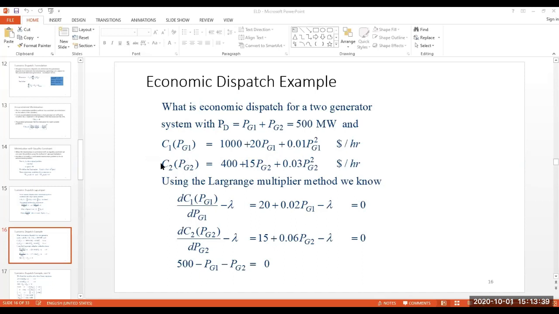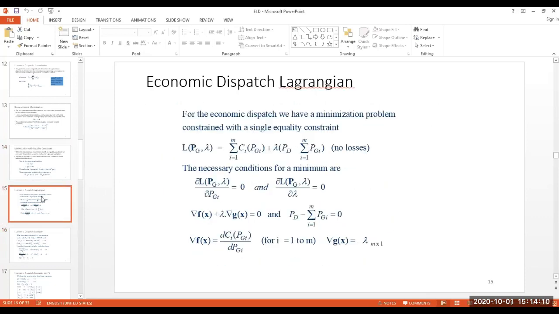Similarly, if I take the partial derivative del C2 over del PG2, I'm only left with some function of PG2. So instead of taking a partial derivative of del C1 over del PG1, I can simply write it as dC1 over dPG1. That means an ordinary differentiation, not partial differentiation. For this example of economic dispatch, that is true, but it may not always be true. So simply we can write it as dCi over dPgi, for i equals 1 up to m.